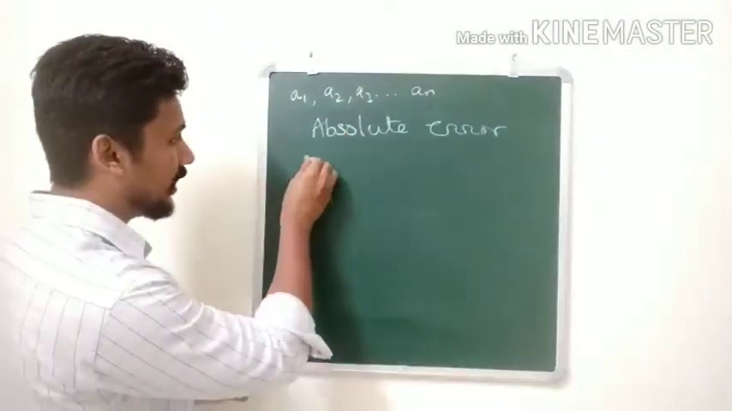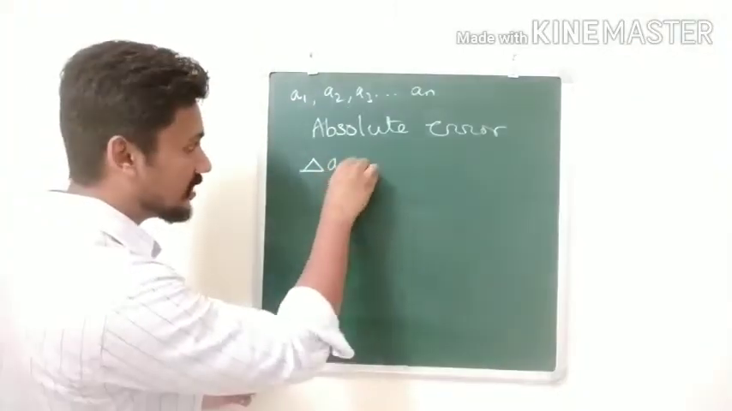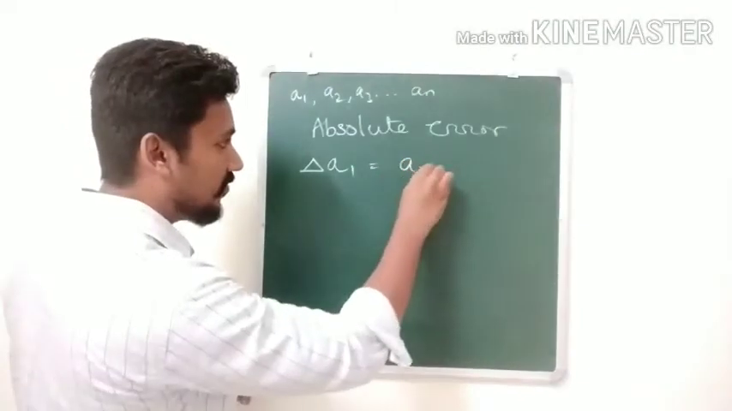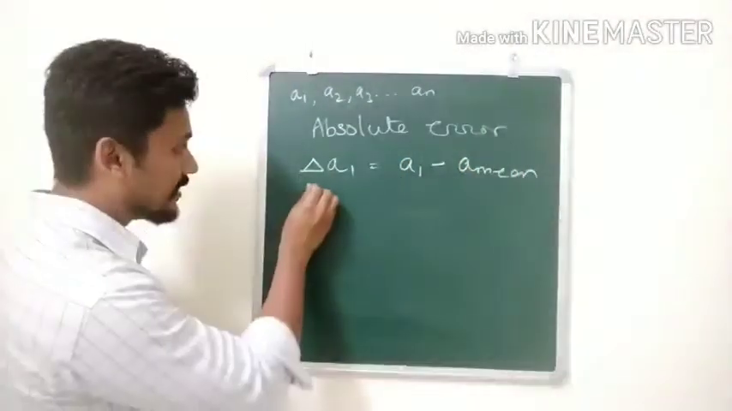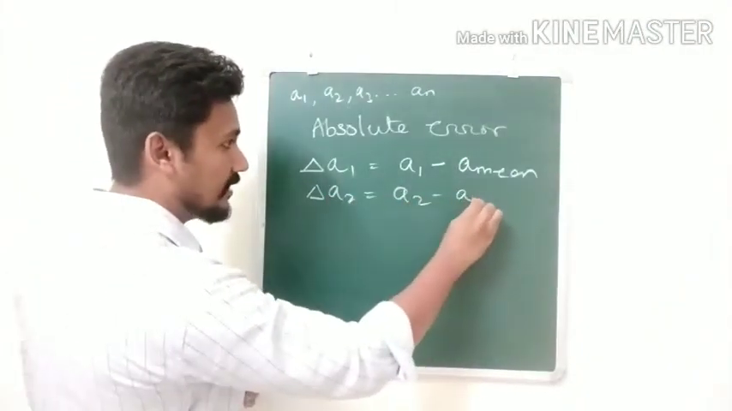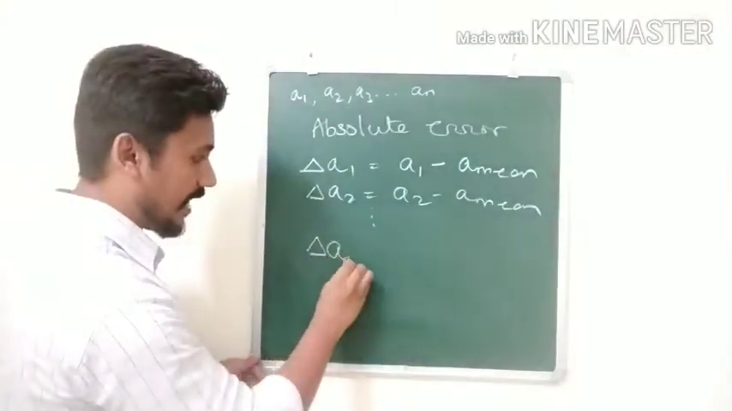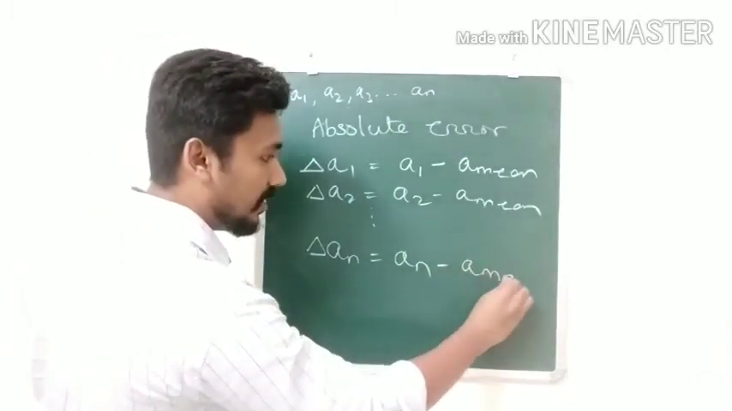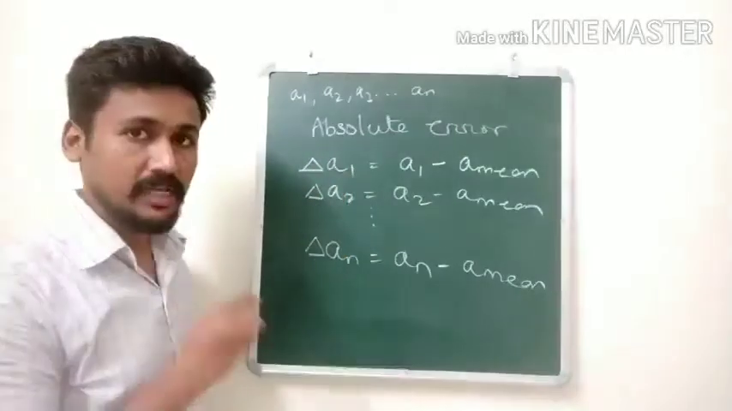How do we find absolute error? We denote it by the symbol delta, and this is the absolute error for the first reading. So delta A1 will be A1 minus the mean value. Similarly, delta A2 will be A2 minus the mean value, and so on. We can find delta AN, that will be AN minus the mean value. Getting the idea? So this is the meaning of absolute error.